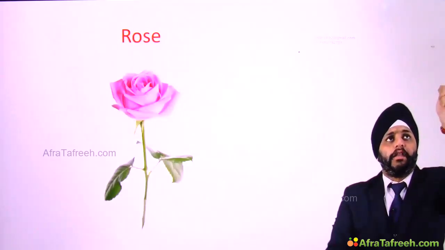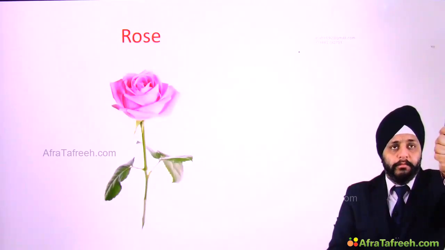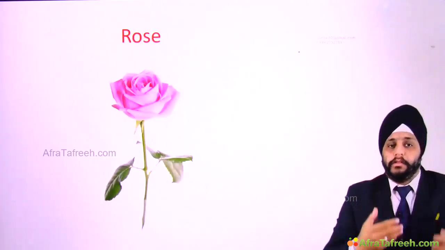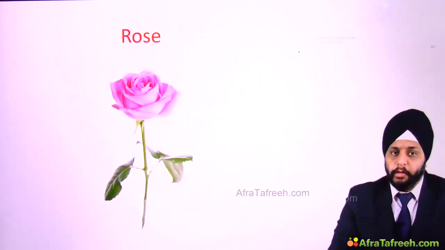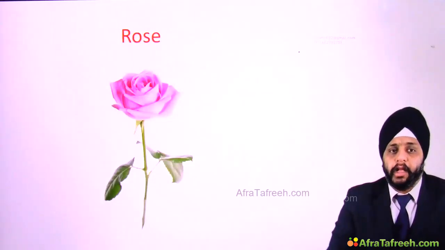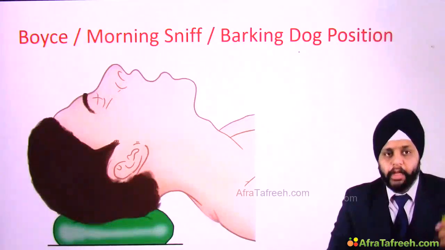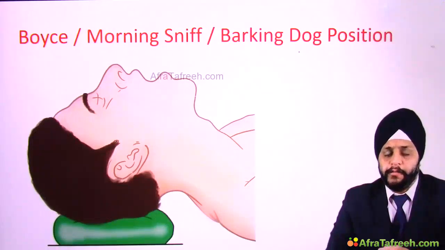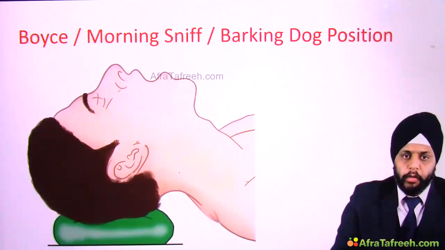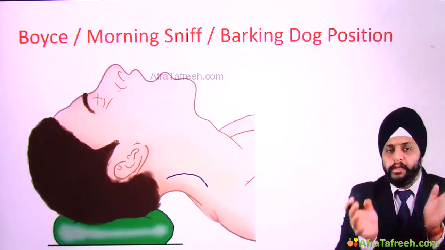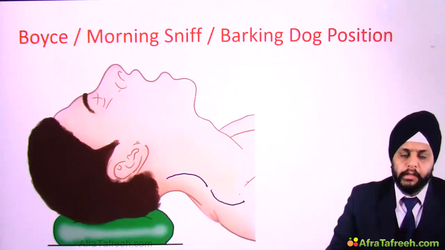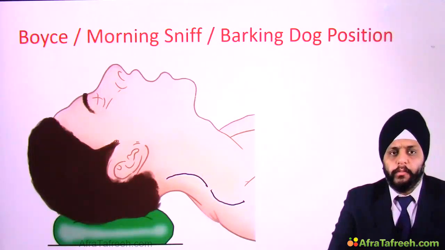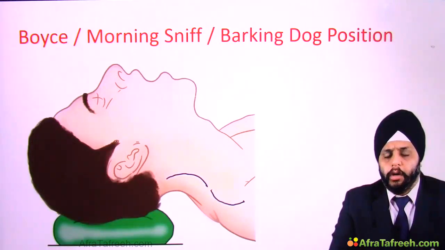Suppose he is not looking in the eyes of the girl and he is looking somewhere down. Now only the cervical joint is in extension, whereas the thoracocervical joint goes in flexion. That will not be a rose position. That will be known as barking dog position, or you can say boy's position or morning sniff position. You see over here, the cervical joint is in extension, but the thoracocervical joint is in flexion.